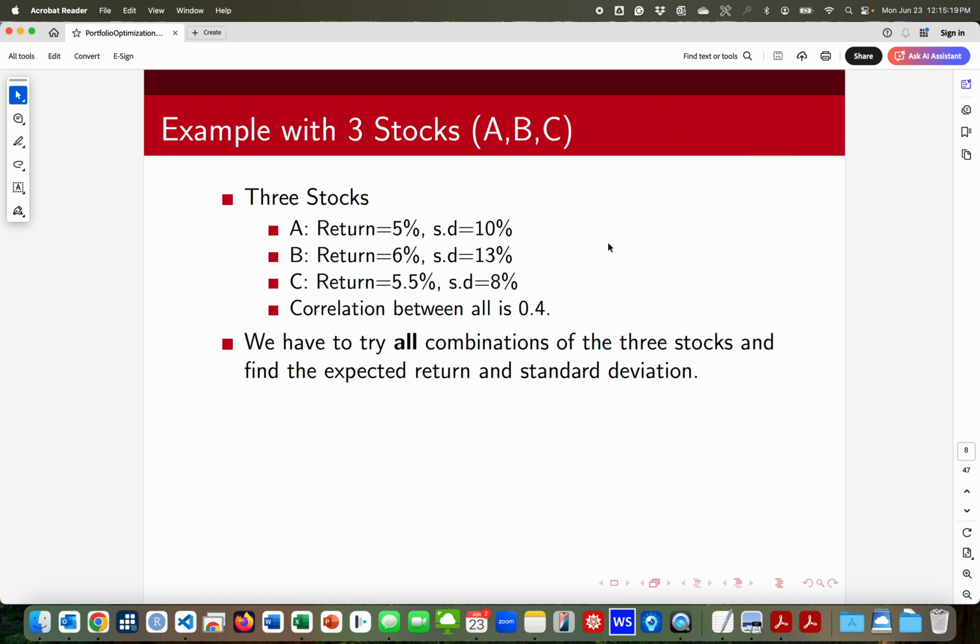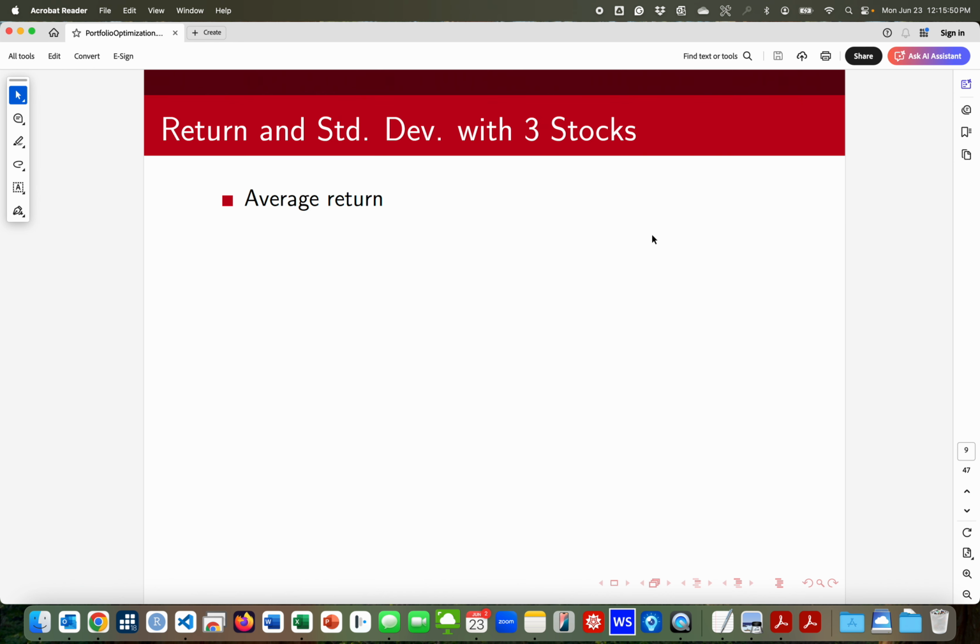We have to try all the different combinations of those 3 stocks and find the expected return and standard deviations. And there are an infinite number of combinations of stock A, B, and C. There are technically an infinite number of combinations between just A and B, but we can write the weights as WA and 1 minus WA, because WB is just 1 minus WA, and it's easier to plot, it's easier to work with. But here we have an infinite number of combinations that are a little bit harder to work with.